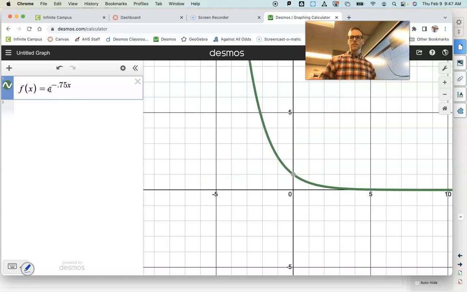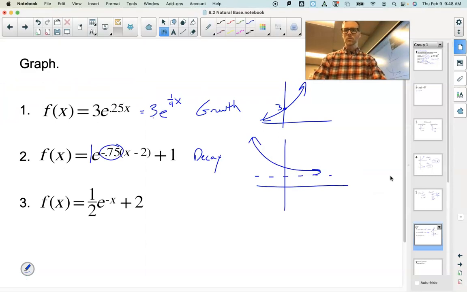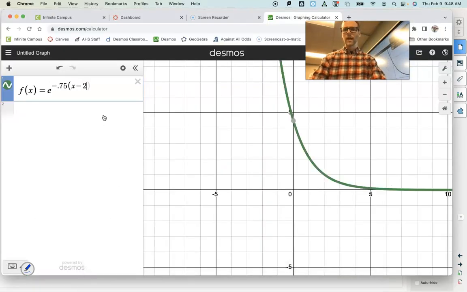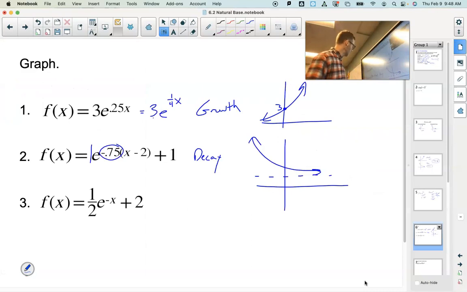There's e to the negative 0.75x. That's the exponential decay. But now when we subtract 2 from the x, you guys know, did I say left 2? Oh boy. I'm not going to pause the video. I think I said left 2. It should be right 2, shouldn't it? Oops. Now we've moved it right 2, and plus 1. We've moved the horizontal asymptote up 1. Hopefully you caught that I accidentally said left. It should go right.